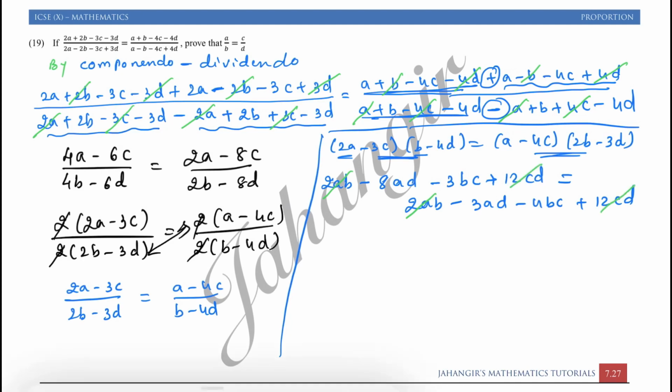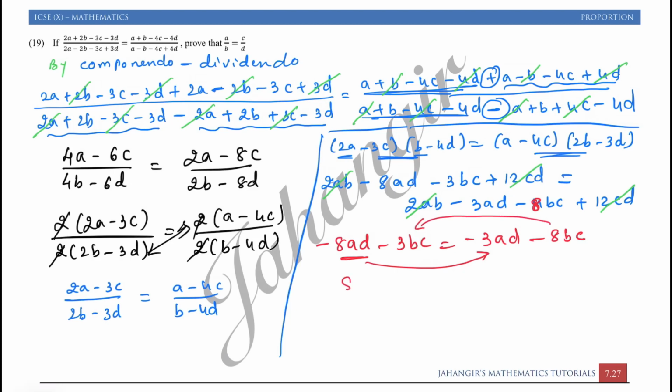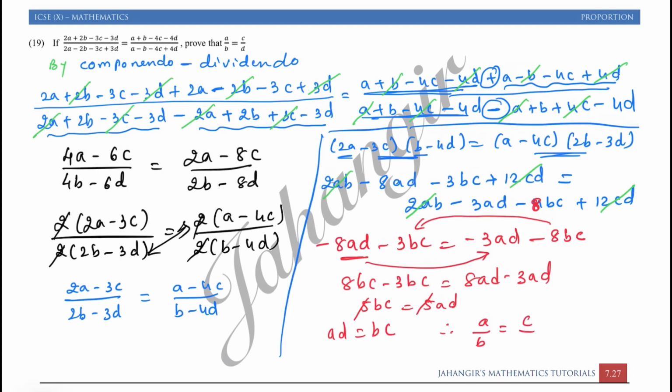Now whatever is left, I will write that: minus 8ad minus 3bc is equal to minus 3ad minus 8bc. So now ad I can shift here and bc I can shift here. So I will get 8bc minus 3bc is equal to 8ad minus 3ad. So that is 5bc is equal to 5ad. 5 and 5 will get cancelled, so I can write AD is equal to BC. So that can be written as A by B is equal to C by D.